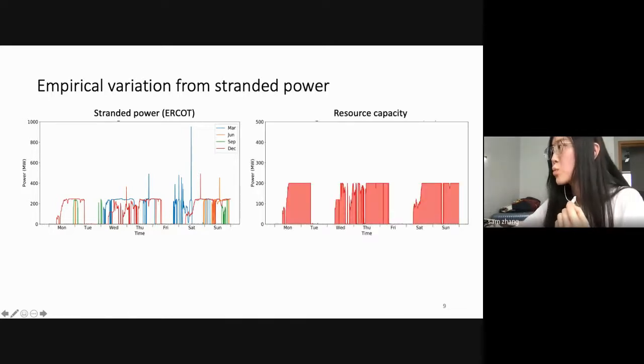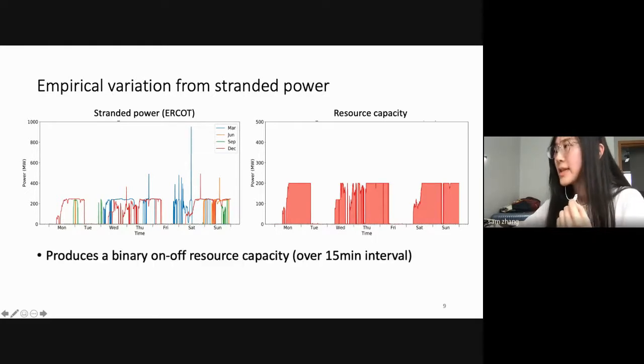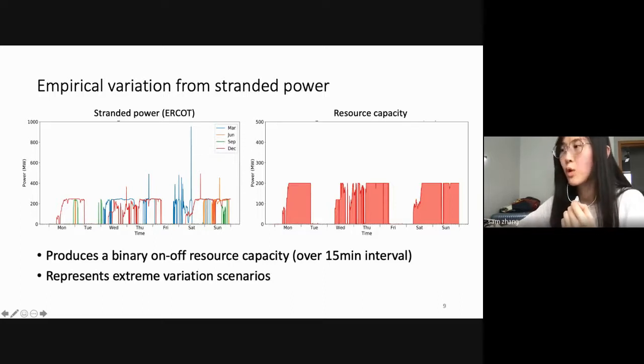So these are the power that we got from the stranded power. And this is one example of a whole week for the resource capacity. We can see that with stranded power, it produces a binary on-off resource capacity over a short period. And so basically this represents a more extreme variation scenario compared to the other two.